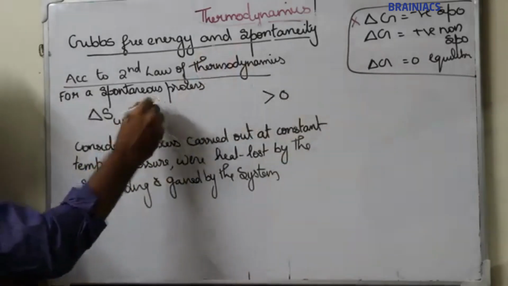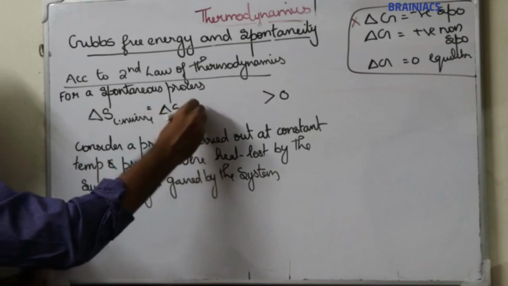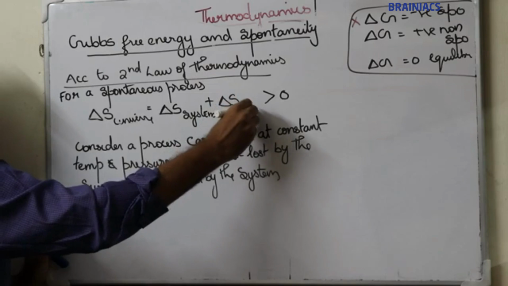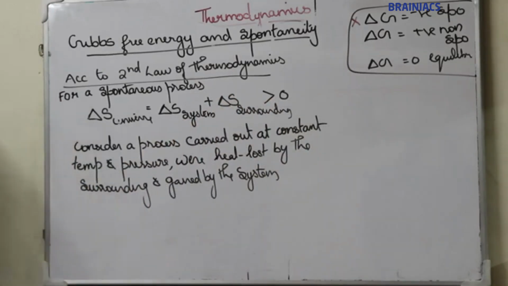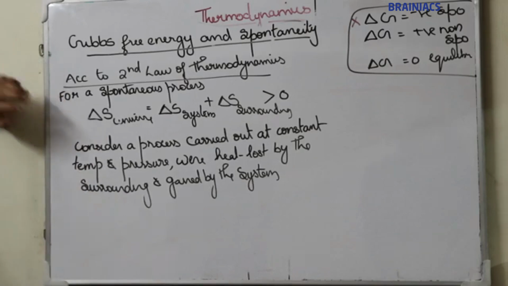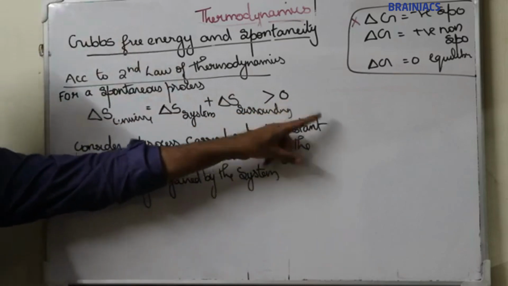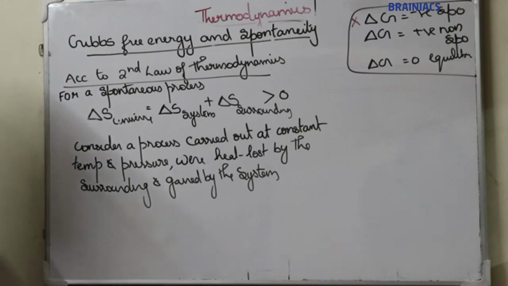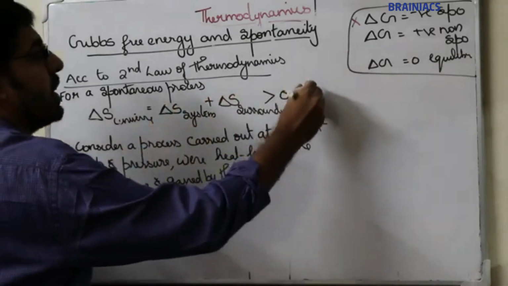What is the universe? Delta S universe means delta S system plus delta S surrounding, right? So according to the second law of thermodynamics, for a spontaneous process, the entropy of the universe is greater than 0, that is, it increases. What is the entropy of the universe? It means the entropy of the system plus the entropy of the surrounding. Okay, I think it's clear. Let this be equation 1.